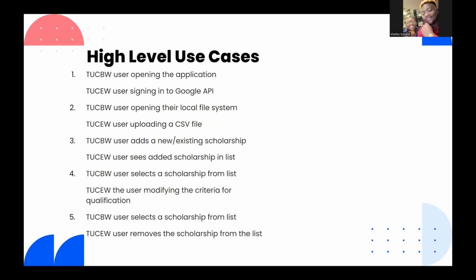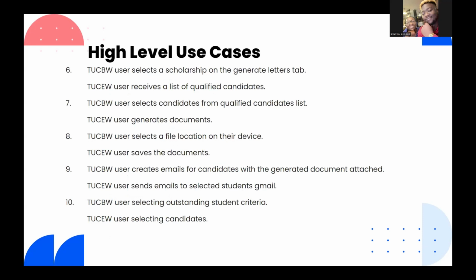This use case begins with the user selecting a scholarship from a list. This use case ends with the user modifying the criteria for qualification. This use case begins with the user selecting a scholarship from the list, and this use case ends with the user removing the scholarship from the list. Furthermore, this use case begins with the user selecting a scholarship on the Generate Letters tab. This use case ends with the user receiving a list of qualified candidates.